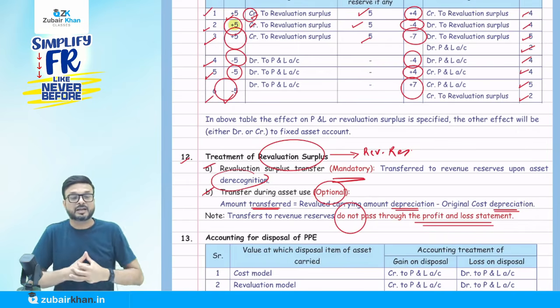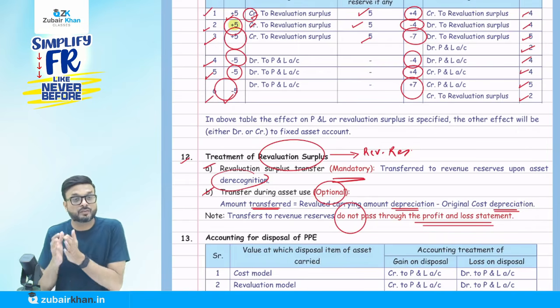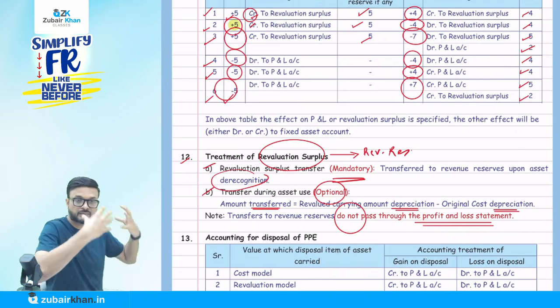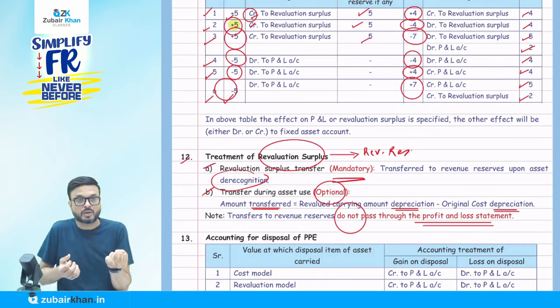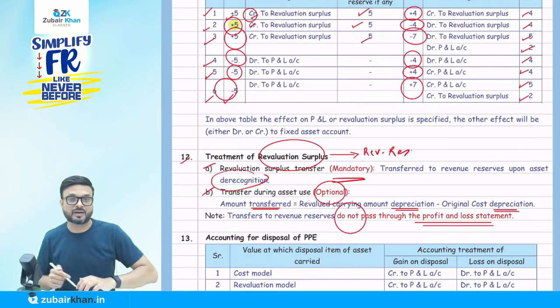Okay, it means the revaluation reserve account will be debited and the revenue reserve account will be credited. Both are part of what? Reserve and surplus in my balance sheet. So it is not going to the P&L account. In reserve and surplus only, one reserve is going down and one reserve is increasing.